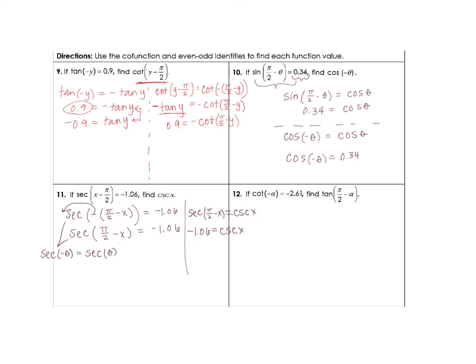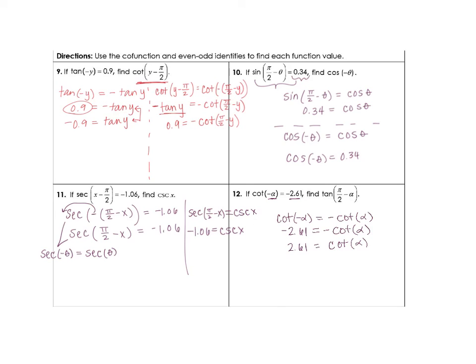Okay, for our final homework problem, here we have cotangent of negative alpha equals negative 2.61. So we know that cotangent of negative alpha is really equal to negative cotangent of alpha. And so here we can make this substitution, negative 2.61 equals negative cotangent of alpha. So we see that cotangent of alpha is 2.61.